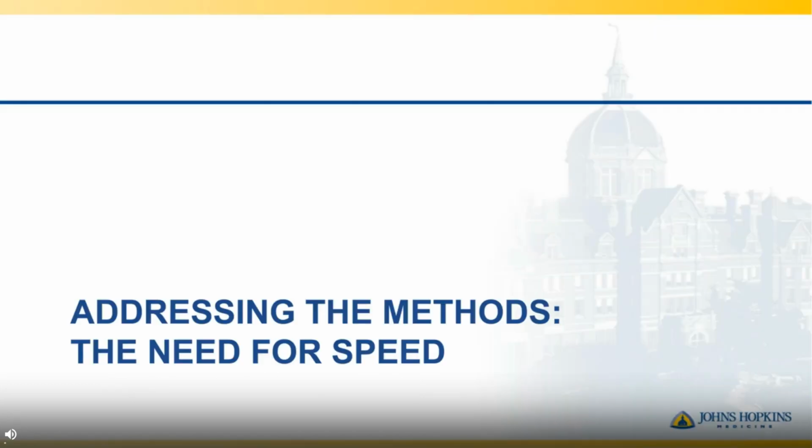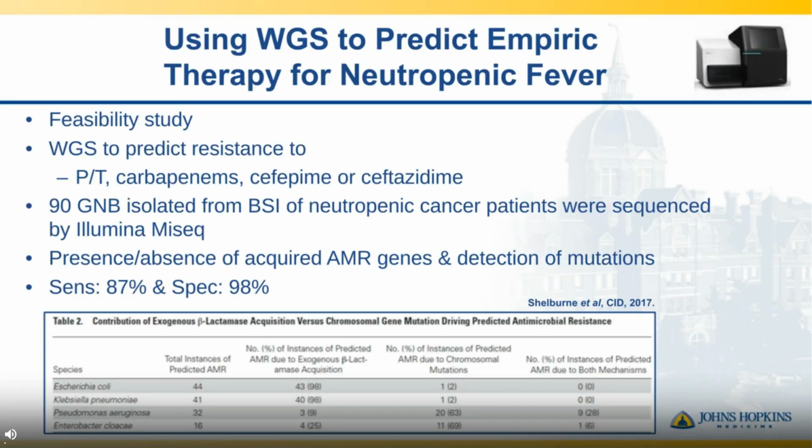So how do we address these issues? Well, we can address the methods by finding methods to more rapidly set up sequencing, as well as interpret our sequencing results. And so what's available in the literature about interpreting or applying whole genome sequencing to impact patient care or therapeutic decisions? So I'd like to reference this one study by Shelburne and others in CID. It's from 2017, but it really was the first feasibility study where they used whole genome sequencing to predict empiric therapy for neutropenic fever patients.